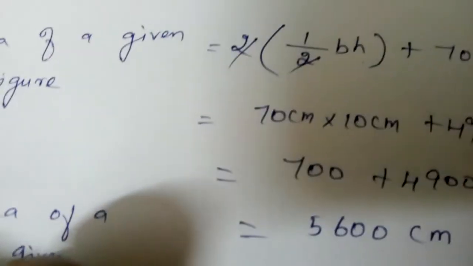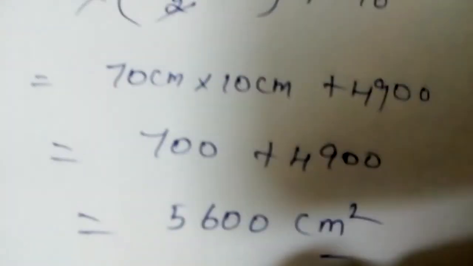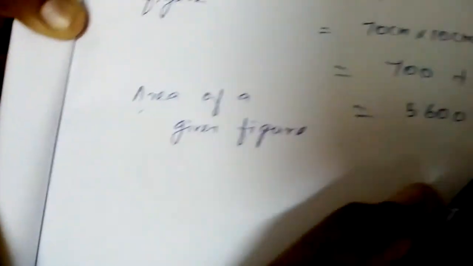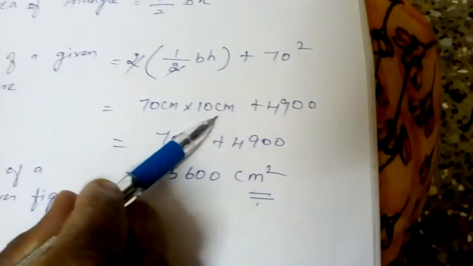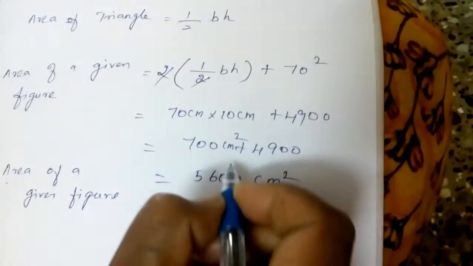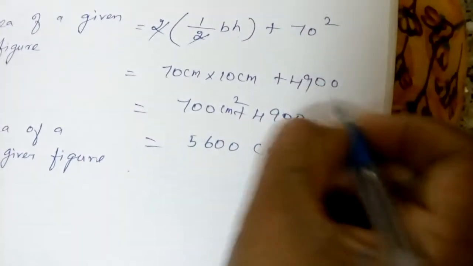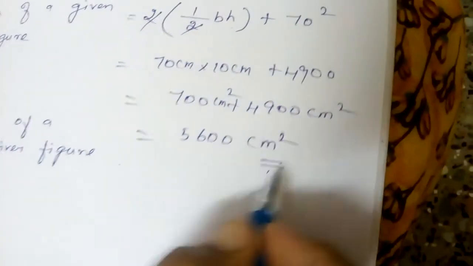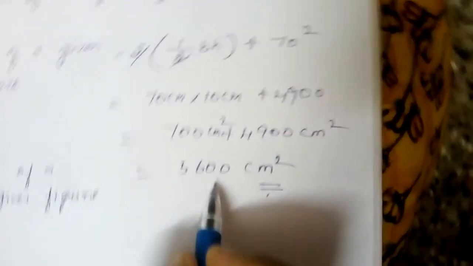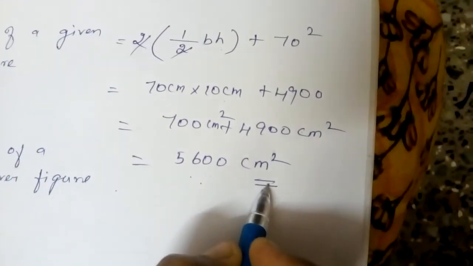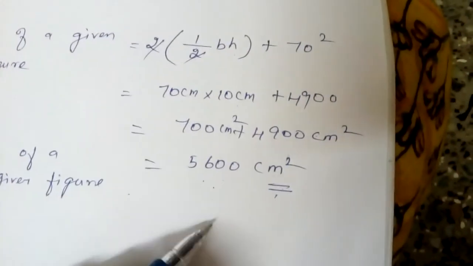Here the value is to find the area of the given figure. So area of the given figure is equal to centimeter squared. Why centimeter squared? We always know that area will come as centimeter squared. Here 70 centimeter and 10 centimeter, so here we will have 700 centimeter squared. And here also, because 70 is centimeter, it will be 4,900 centimeter squared. After adding, I will get 5,600 centimeter squared. Is it clear? So this is the way of finding the answer for this question.